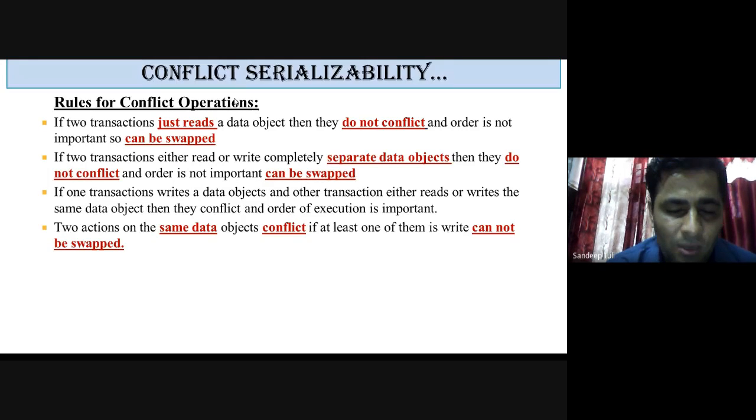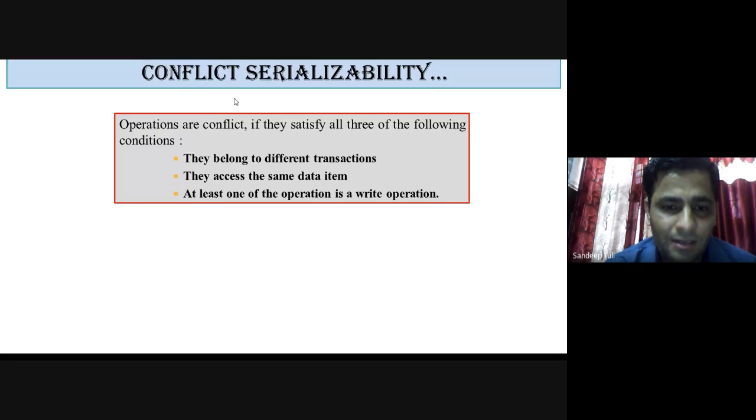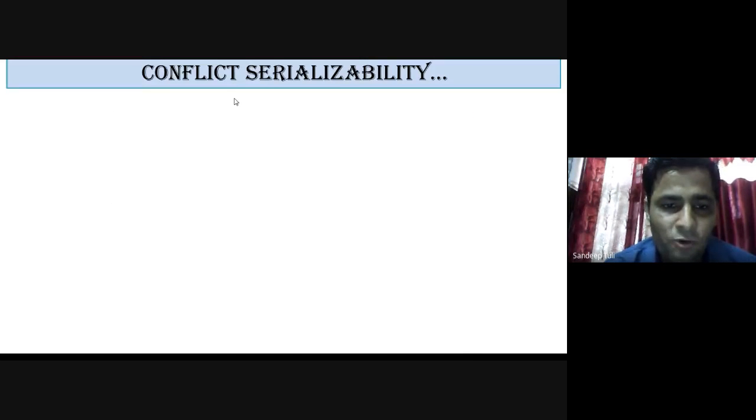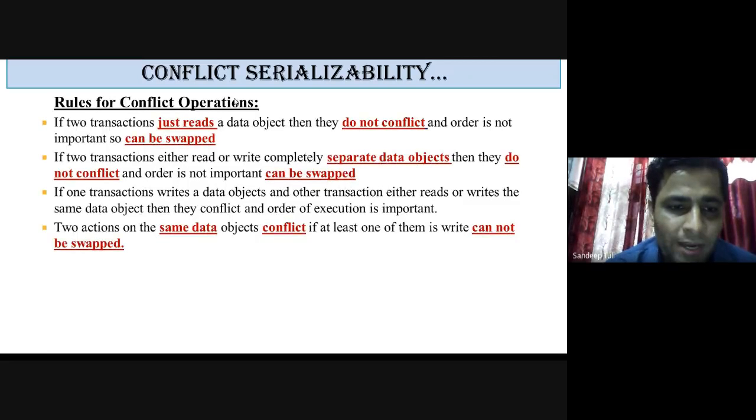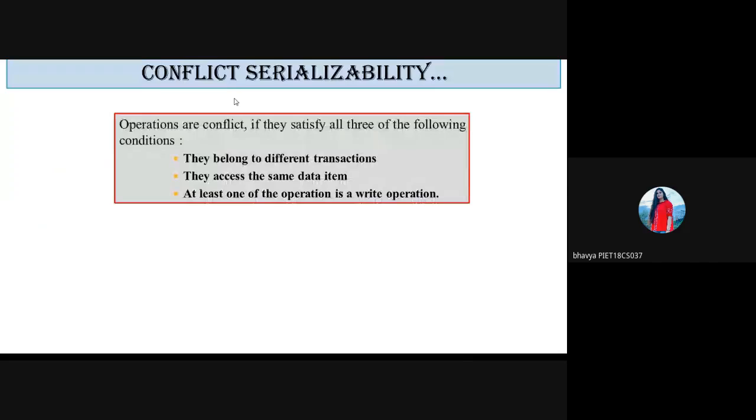So if we need to convert a non-serial schedule into a serial schedule, then we need to follow these four rules. I am summarizing all these rules in this slide now. The conclusion of the above four rules is this. Suppose you have been asked to write the conflict operation rules in an examination, then you need to write these four rules. Getting it? Yes or no? Yes, sir.